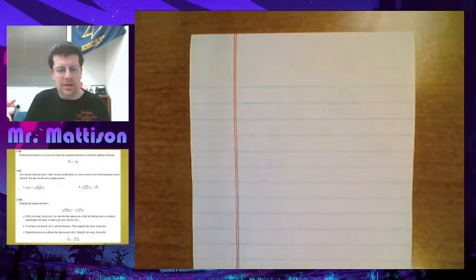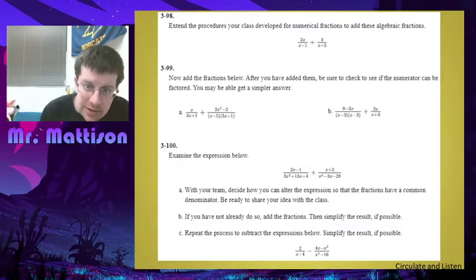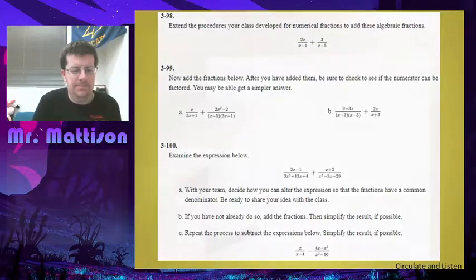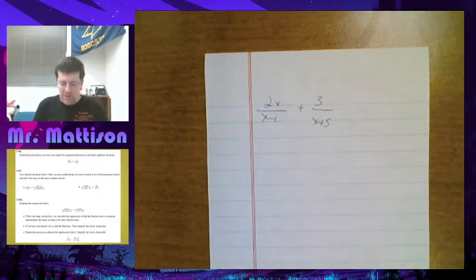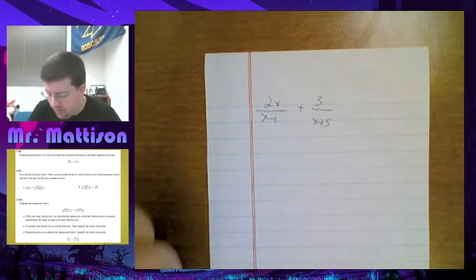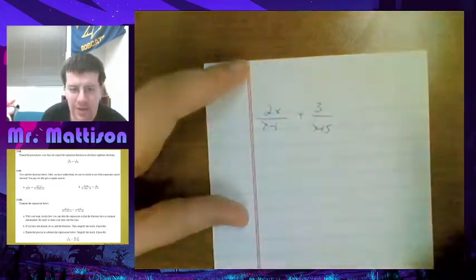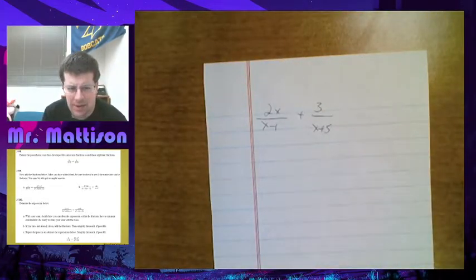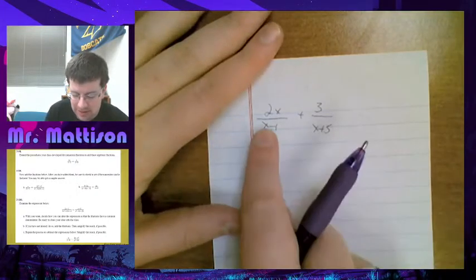So this is 2x over x minus 1 plus 3 over x plus 5. All right, a little bit messy because I was writing when I wasn't looking, but here we go. I probably want to say, well, x minus 1 and x plus 5, what's the common denominator there? Well, I don't really know what it is, so it's probably just going to be this times this.